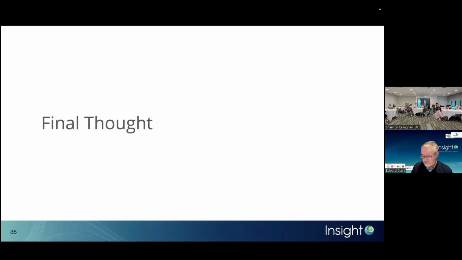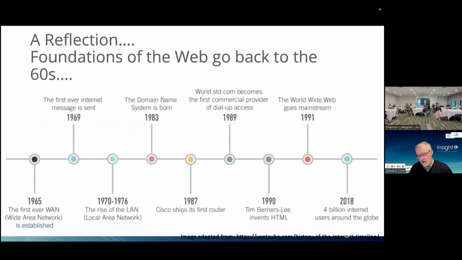So just a final thought from me, to give the context of what we're trying to do when we talk about data spaces in the broad sense. As I say, I've been looking at this for over 10 years at this stage.